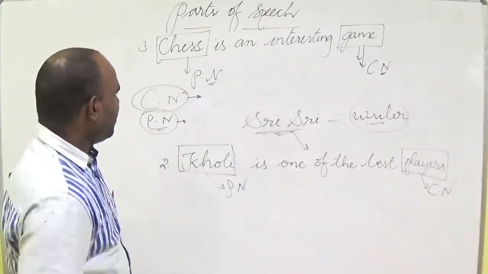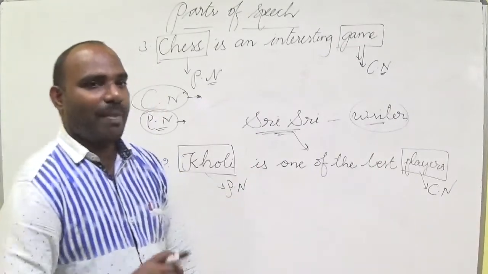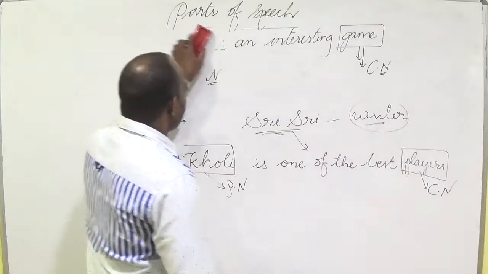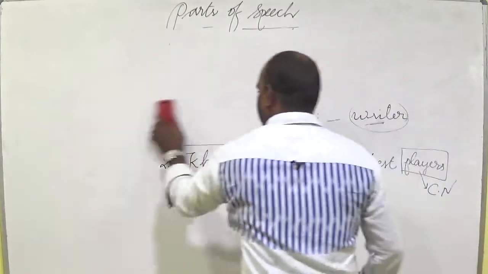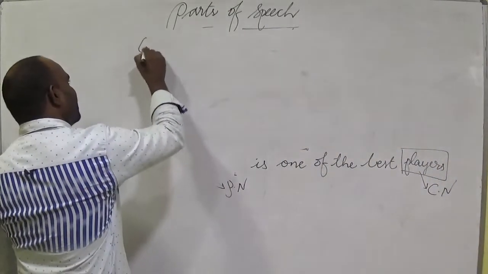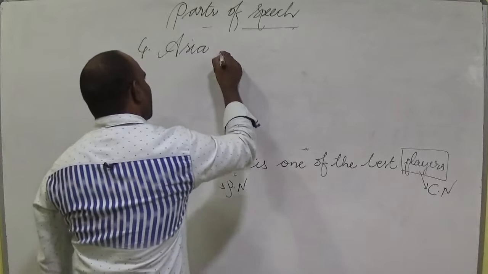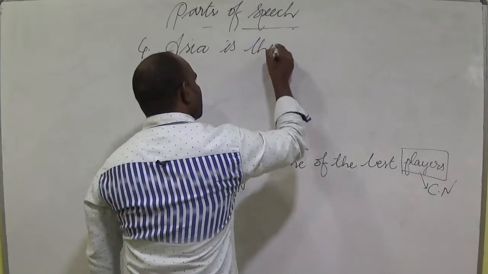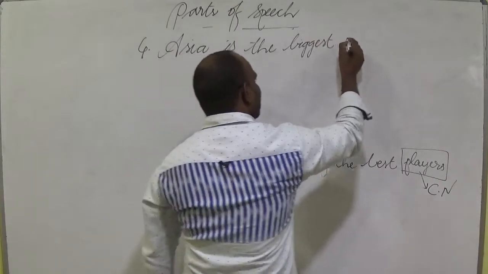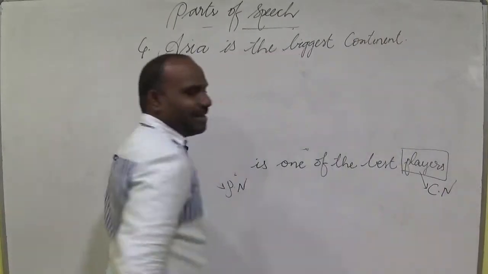I think these three examples are enough for us. Shall we write one more example? We'll write the fourth example, the last example. By this you can understand very clearly the difference between proper noun and common noun. The fourth and the last example here: Asia is the biggest continent.